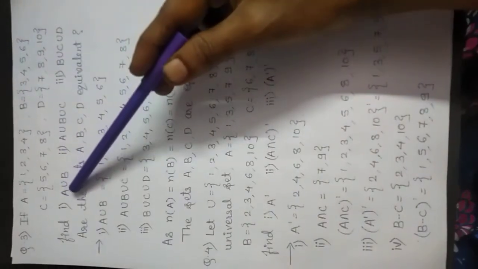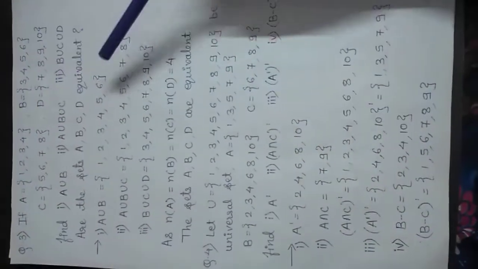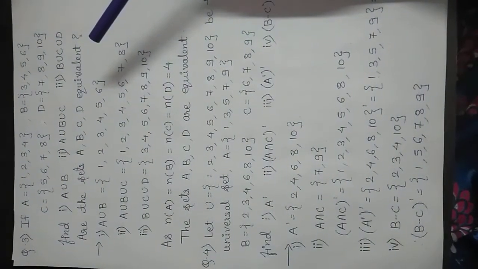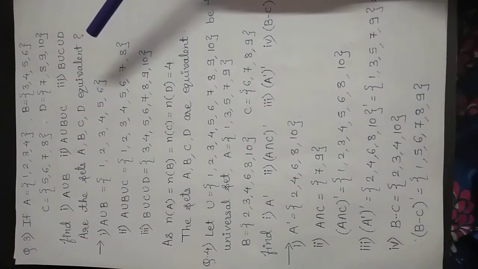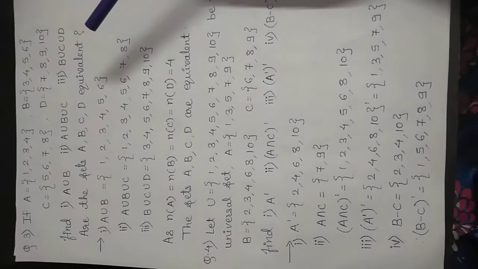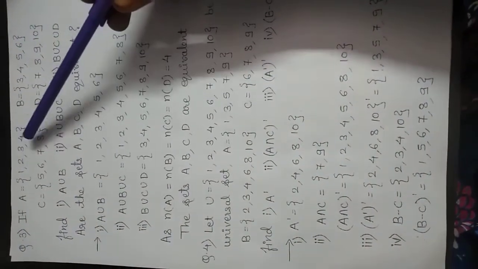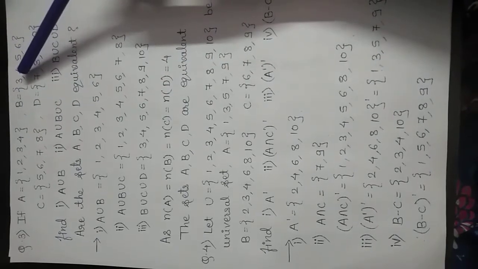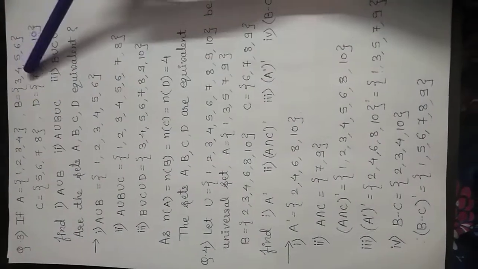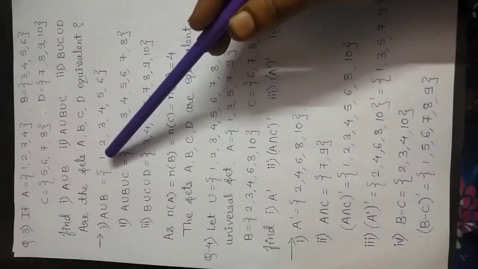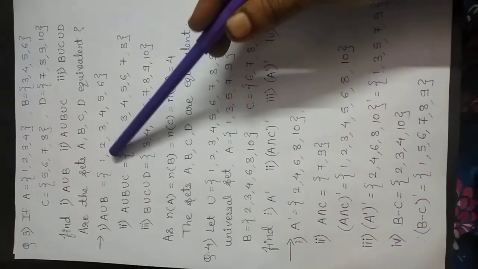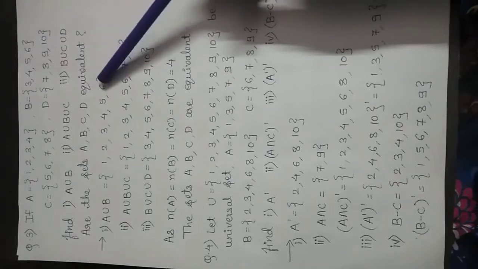Now here we will solve one by one. So first we require A union B, and we know for union we write all the elements of both the sets, and if the repetition of number is present, then we write that number only once. So here for A union B, we will write 1, 2, 3, 4, and from B 3, 4 are already there, so 5, 6. So A union B is the set containing elements 1, 2, 3, 4, 5, 6.